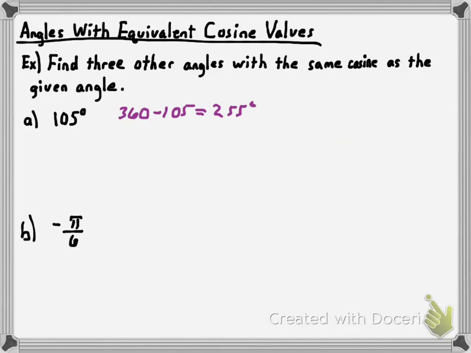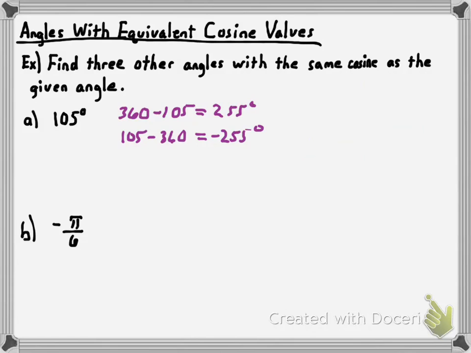And then all we're going to do is find coterminal angles. One angle that's coterminal with 105 and one angle that's coterminal with 255. Since those are both positive, I'm going to prefer to find a negative angle that is coterminal with each of these. So I'm going to subtract 360 from each. We could do 105 minus 360. And that's going to be negative 255.